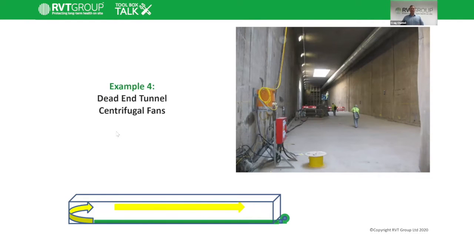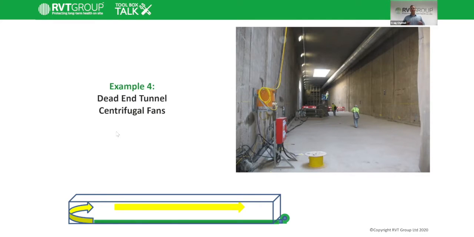Dead end tunnels and using centrifugal fans. Now, a dead end tunnel, so a tunnel that is closed at one end, is more of a challenge to effectively ventilate, as ideally you need to get the air to the far end of the tunnel. As you can imagine, this often involves a lot of temporary ducting, so that needs to be taken into consideration with the design of the system.